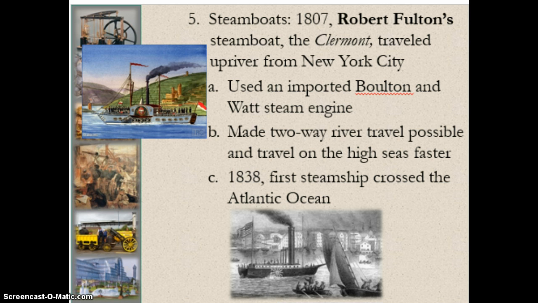Next in this segment was Robert Fulton. In 1807, the Clermont traveled up the Hudson River from New York City to Albany. So again, we're going to the United States here. What he did was he used a Boulton and Watt steam engine, and he applied that to traveling on rivers. And he made two-way river travel possible. You could go down the river, you could go up the river. It didn't matter how the current was. It didn't matter where the wind was blowing at that particular time frame.